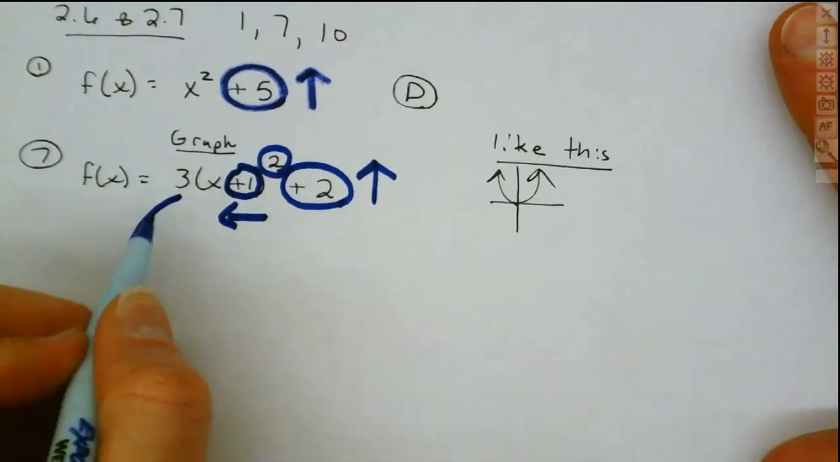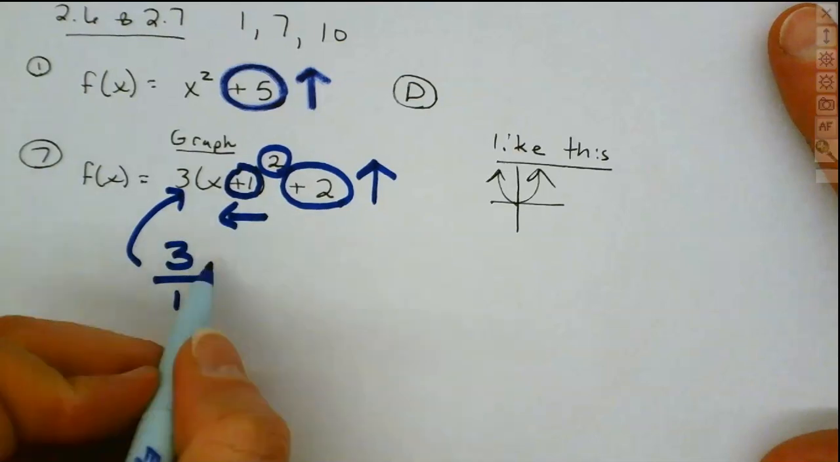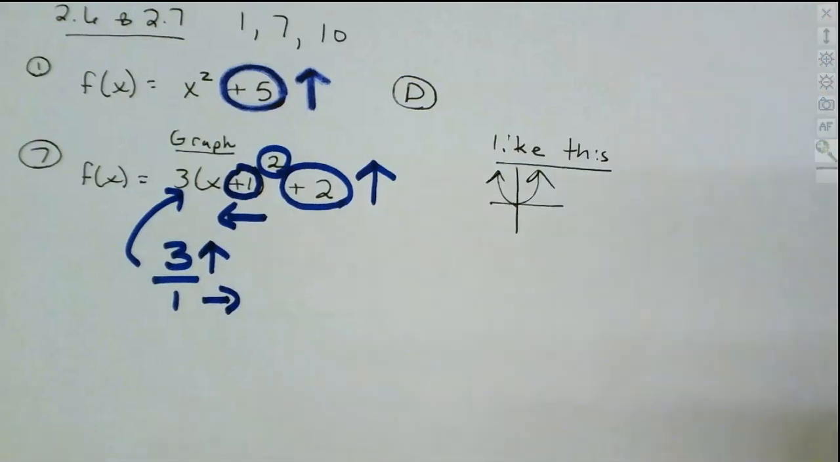What about the 3? Well, that's similar to your slope, but it's not. But it's going to be up 3 and over 1. I'll give you a moment to think about and understand the translation.